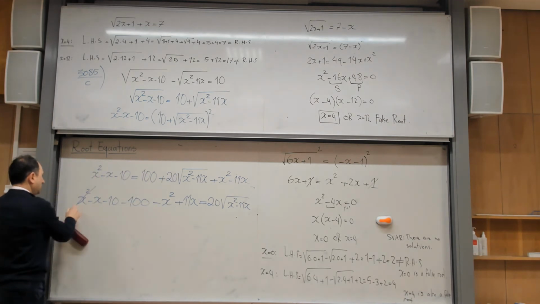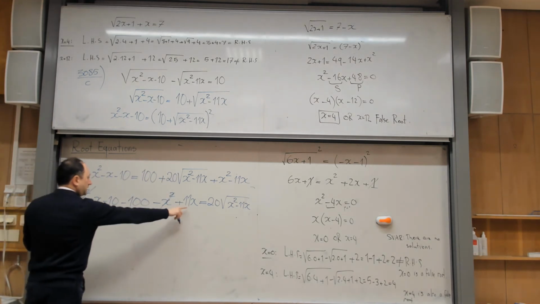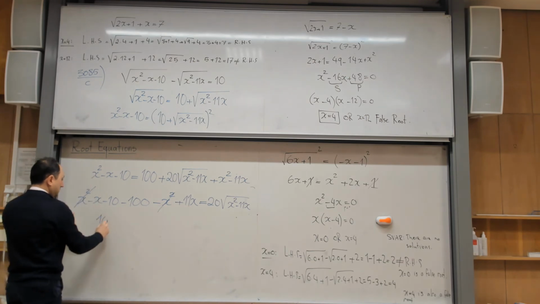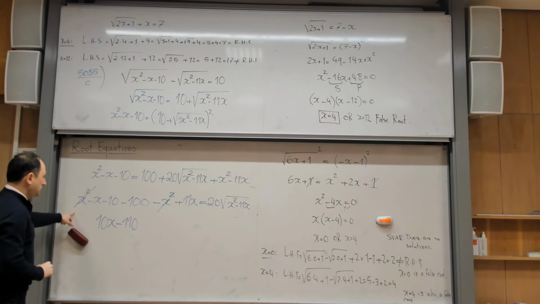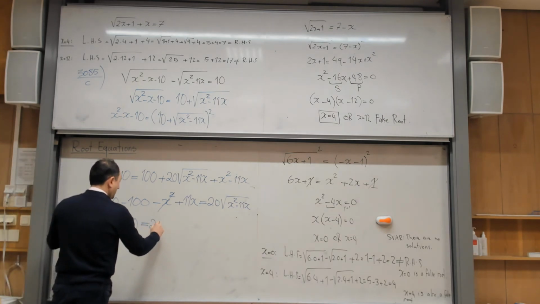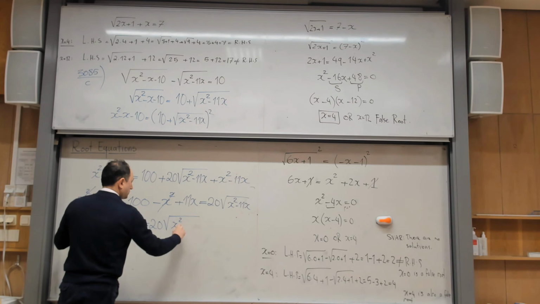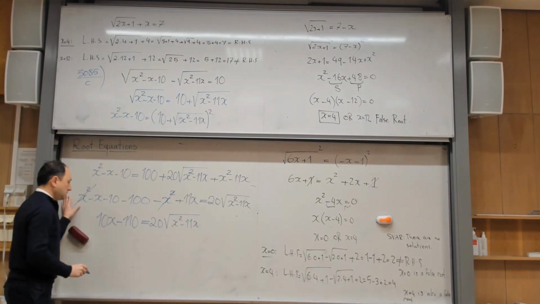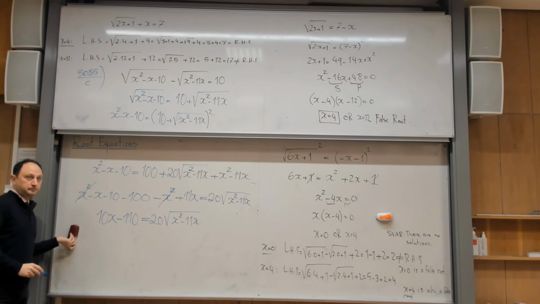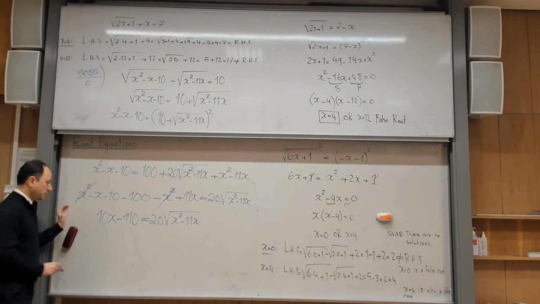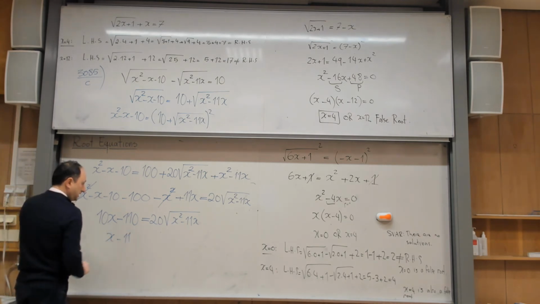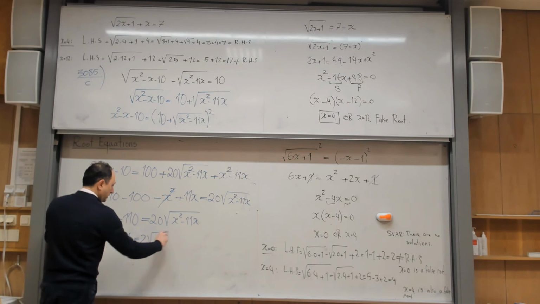Simplify it as much as we can. This and that are gone. 11x minus x is 10x. Minus 10 minus 100, minus 110. Yes, am I right? And then on the right-hand side we have 20 square roots of x squared minus 11x. So what is your suggestion for me now? Divide everything by 10. If you want to square it, it becomes horrible, but if you divide everything by 10, it becomes x minus 11. That becomes 2 square root of x squared minus 11x.